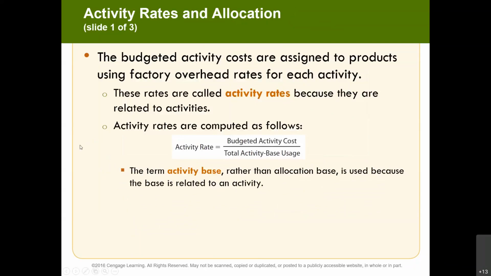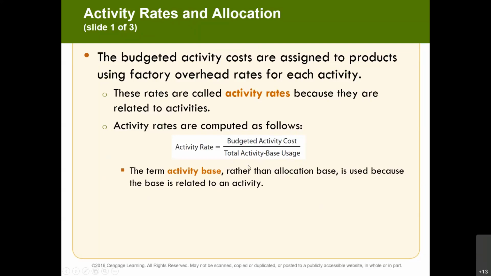Okay, so now that we have a very basic understanding of activity-based costing, we need to now explore the concept of activity rates that are assigned to each activity. So the budgeted activity costs are assigned to the products using the factory overhead rates for each activity that we just saw in the previous slide. These rates are called activity rates because they are related to each activity. To compute the activity rate, we take the budgeted activity cost and divide that by the total activity base usage.